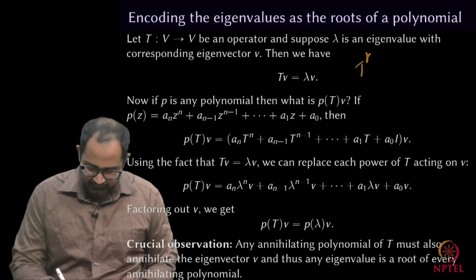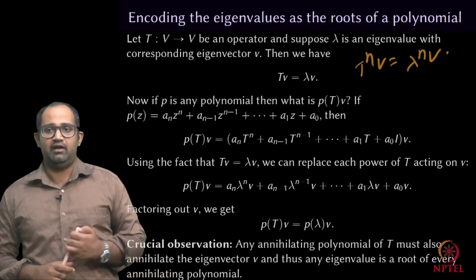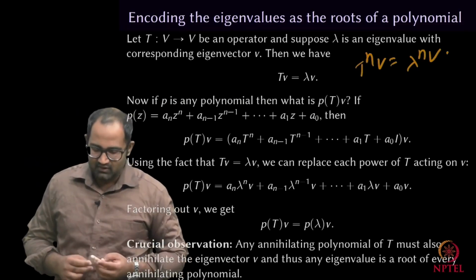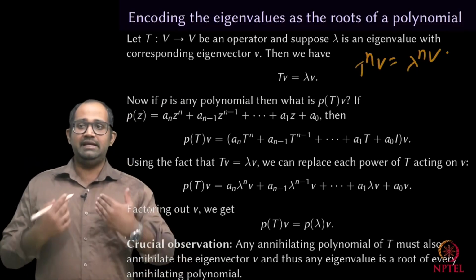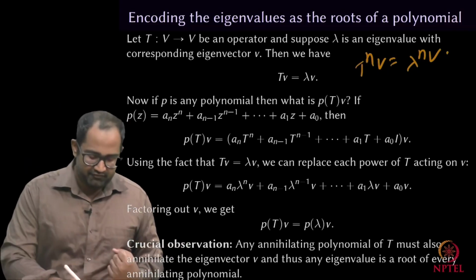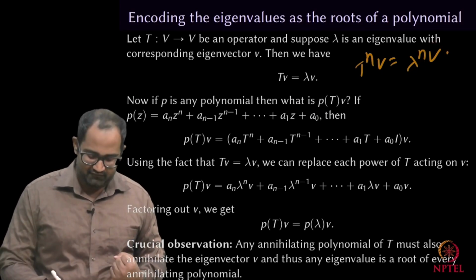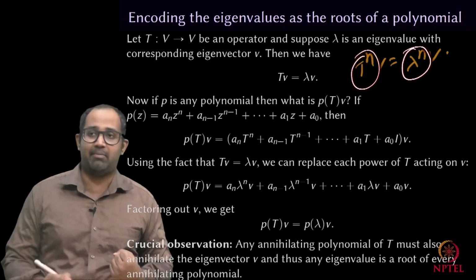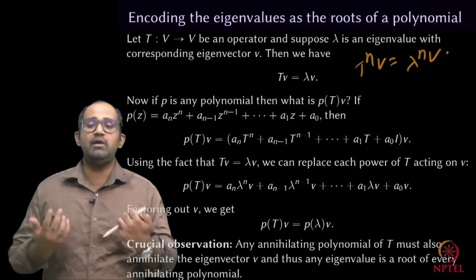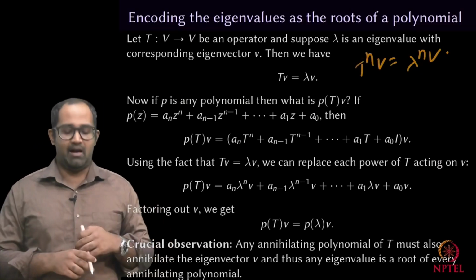Now, repeatedly using the fact that Tv equals lambda v immediately gives you that T to the power n v is actually lambda to the power n v. This is completely trivial. If you are the pedantic type, you can prove this by induction, but it's completely trivial. So these composed operators also have v as an eigenvector, but the eigenvalue changes. The eigenvalue of T to the power n becomes lambda to the power n. Remember, v is non-zero by assumption. So v would be an eigenvector for the operator T^n with eigenvalue lambda to the power n.